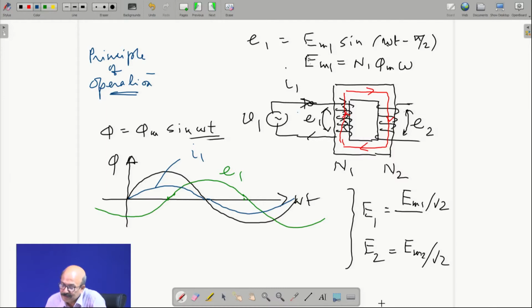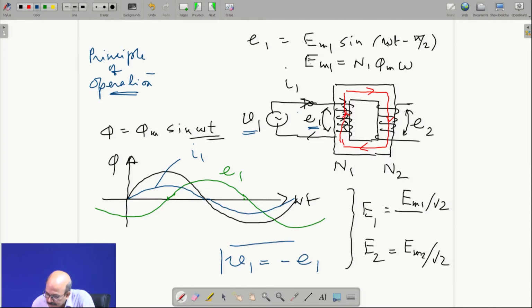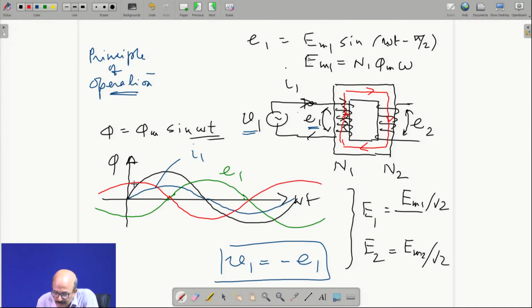So, clearly V1 and E1, magnitude wise they are the same, but how would the phase be? If I1 has to lag V1, then obviously you can clearly write V1 is minus of E1. And how would minus of E1 look? If we put that now, this is just like this, and this is the peak over there. So, this is just V1.